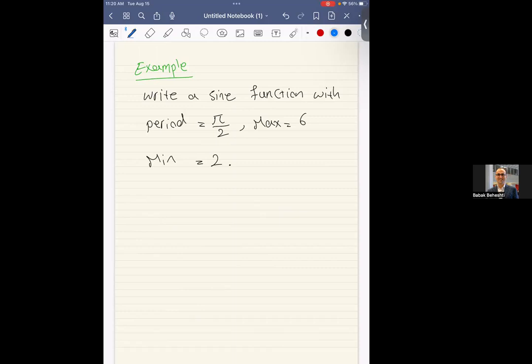So here, because maximum and minimum are given, that means A, the amplitude, is maximum minus minimum divided by 2, which is 6 minus 2 over 2. That is 2. And C is the center of the oscillation, maximum plus minimum over 2, the middle between maximum and minimum. So it's 6 plus 2 over 2, which is 4.